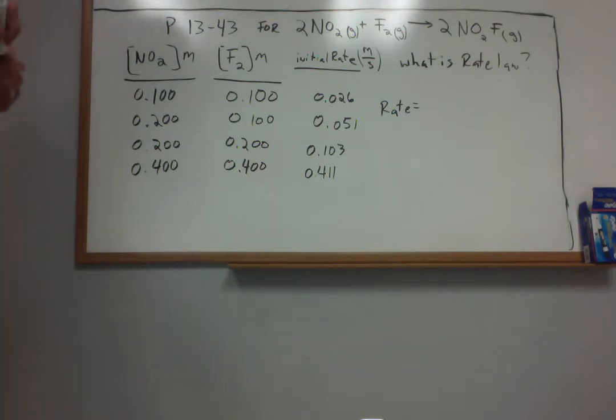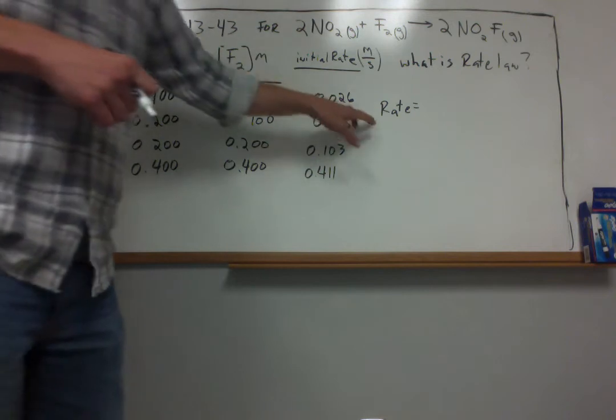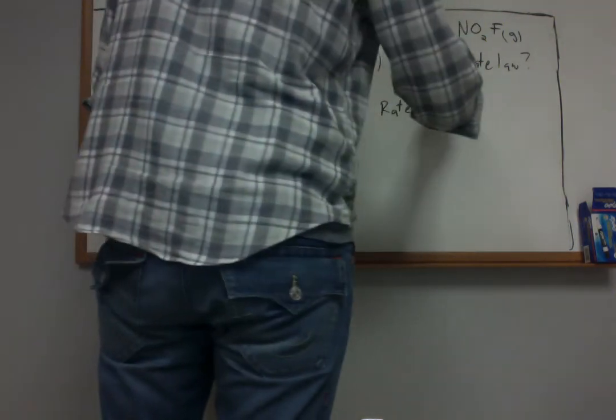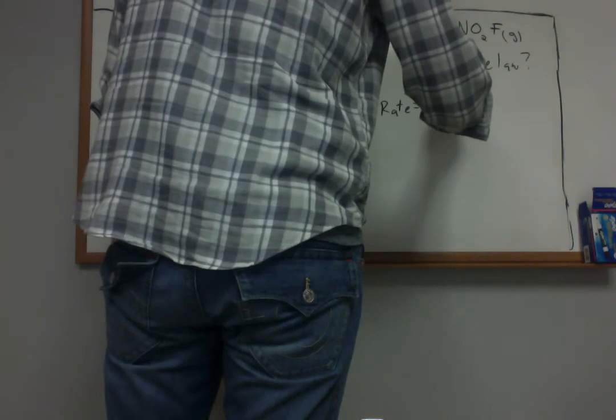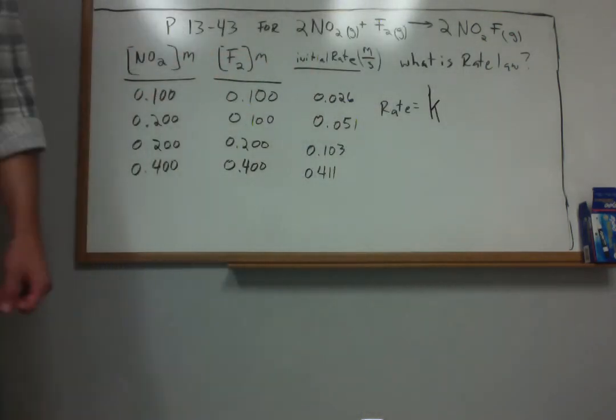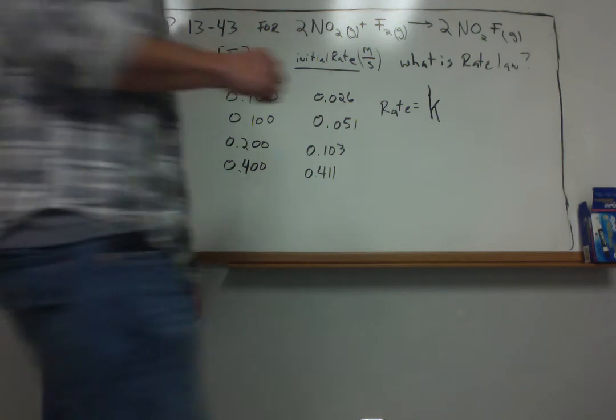which I've started to write over here. We write rate equals something. Now, of course, what that something is defines the mathematical relationship. First, we have to write a lowercase k. That's going to be our rate constant for this particular reaction. It's dependent upon the reaction, and also the temperature at which the reaction occurs.